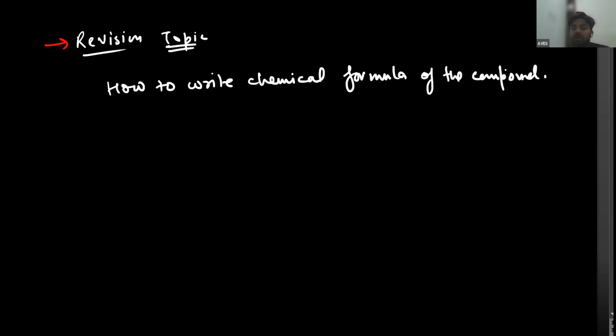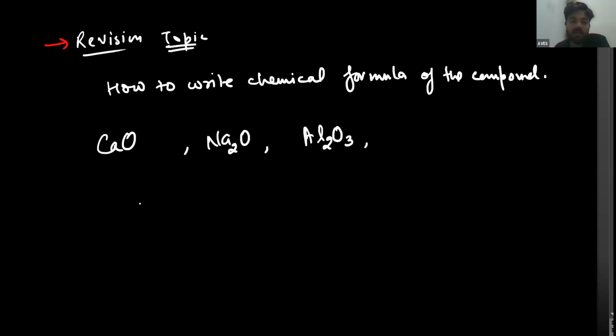Dear students, most of you know, but some students will be there who don't know how to write the chemical formula of a compound. For example, the formula for calcium oxide is CaO. What will be the formula for sodium oxide? Na2O. Na2O. What will be the formula for aluminium oxide? Al2O3. Al2O3.